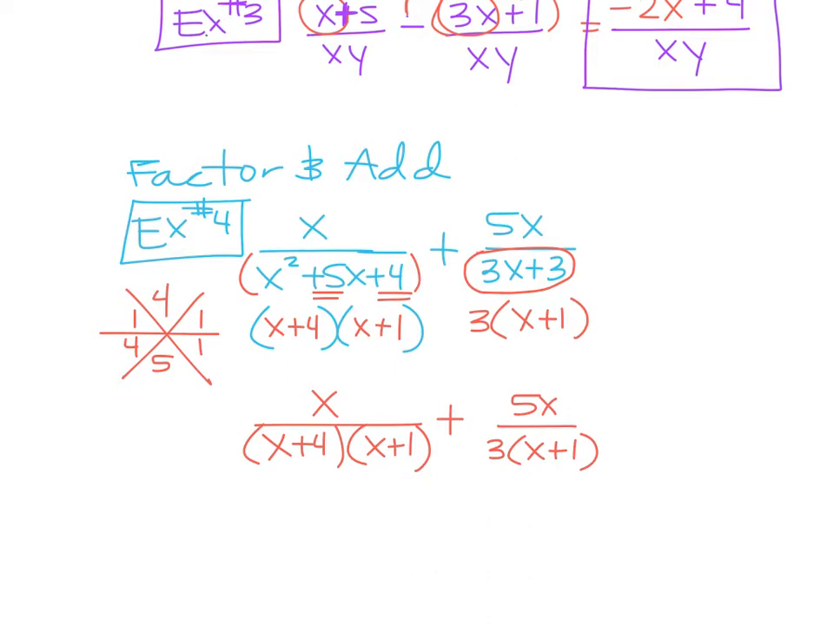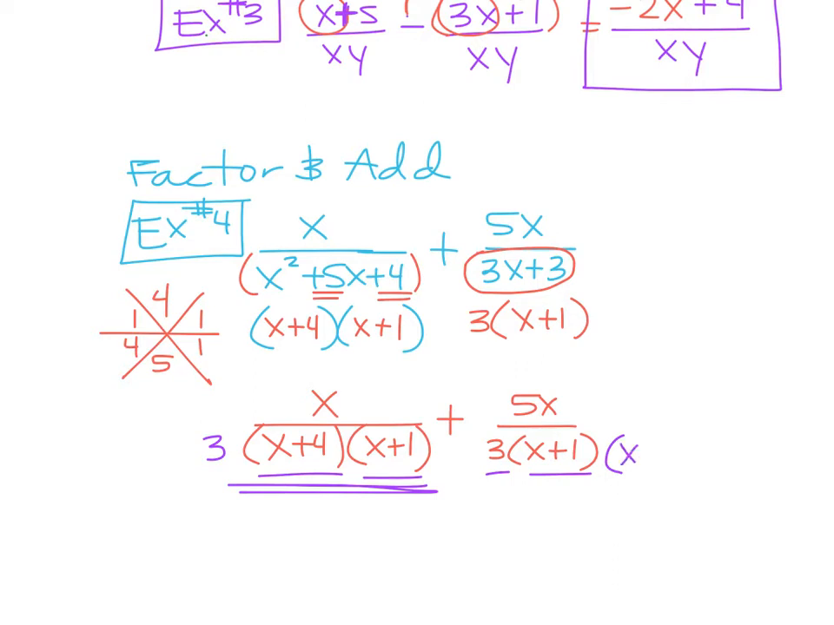Find a common denominator. Well, if I have x plus 4 and x plus 1 over here, and I have 3 and x plus 1 over here, they both already have an x plus 1. So we're going to leave that x plus 1 alone. What do you think I need to multiply this whole side by? 3, right? If I multiply this by 3, and then what do I need to multiply this whole side by? The x plus 4. So then they both have a 3, an x plus 4, and an x plus 1.